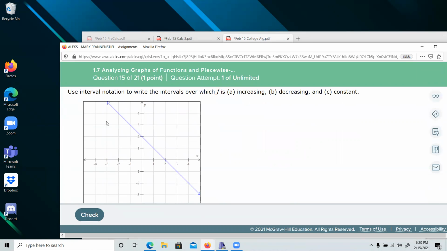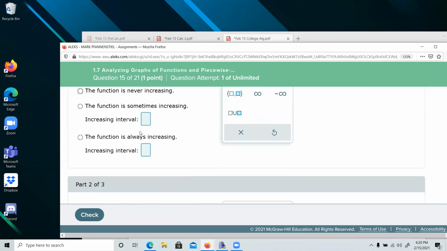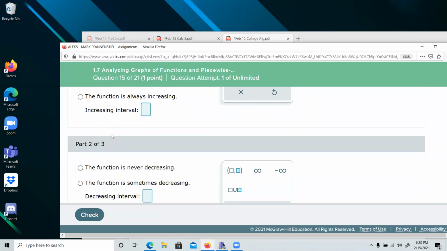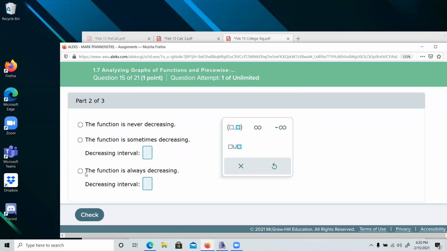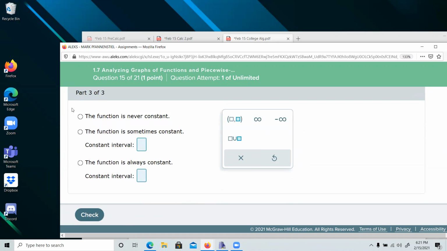So it's always a fun ski trip here, so it's always decreasing. Why do they do that? The function is never increasing. It's always decreasing. When you say always, you'd think we put it in for you or something. Like, really? Oh, we're not done yet. The function is never constant.